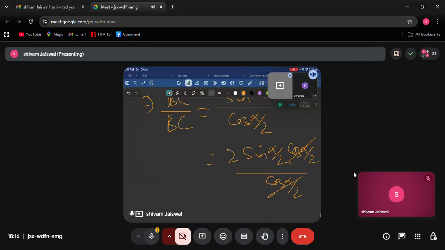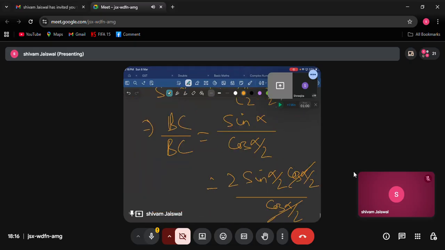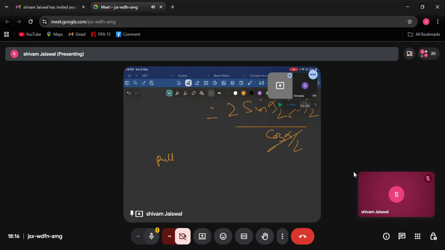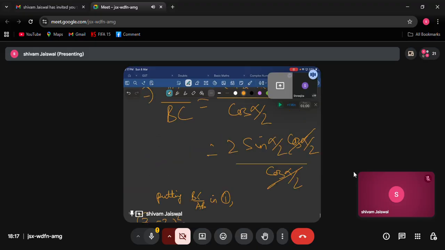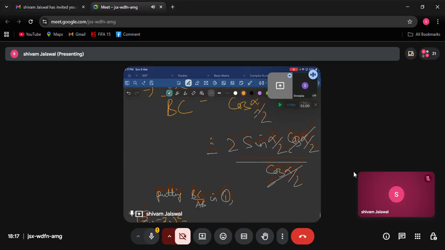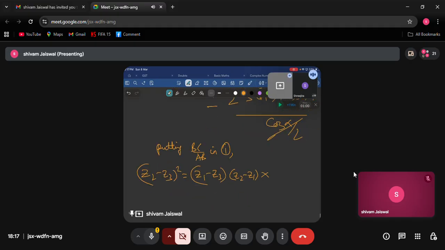Okay, so let us substitute back in the first equation. Putting BC by AB in equation 1, what do we get? We will get Z2 minus Z3 whole square. This will be equal to Z1 minus Z3 into Z2 minus Z1 multiplied by 4 sine square alpha by 2. Is this what we needed to prove? Let us see the expression.